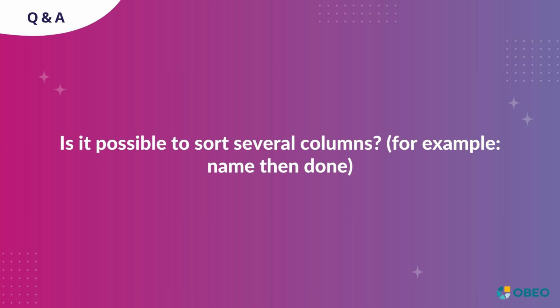One new question, is it possible to sort several columns? Yes, you can sort multiple columns. It would just create a more complex Java service than the one I've displayed. But yes, you could order the name column alphabetically and then the done column or another column using another sort order.